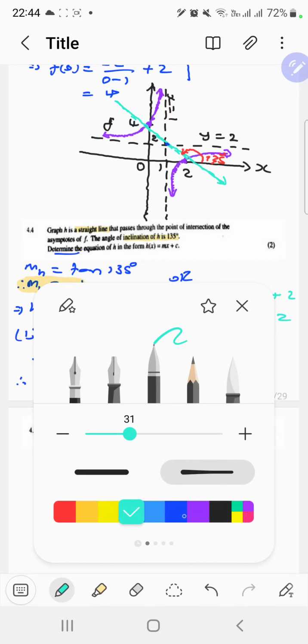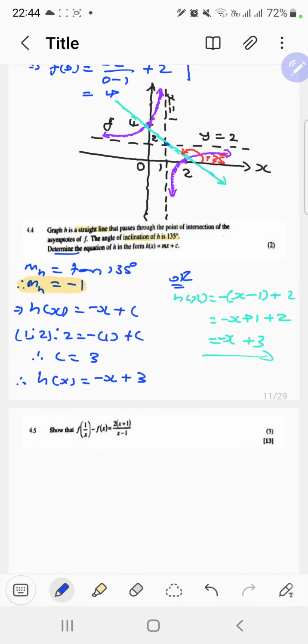All right, guys, let's keep going. We have finished an hour already. So 4.5 says show that f of 1 over x minus f of x is equal to that expression there. When you're told show, all you do here is take the left hand side and deal with it. So you say f of 1 over x minus f of x is going to be equal to, what was our hyperbola there? It is minus 2 over, here you just put 1 over x minus 1. You're going to sort that out, plus 2.